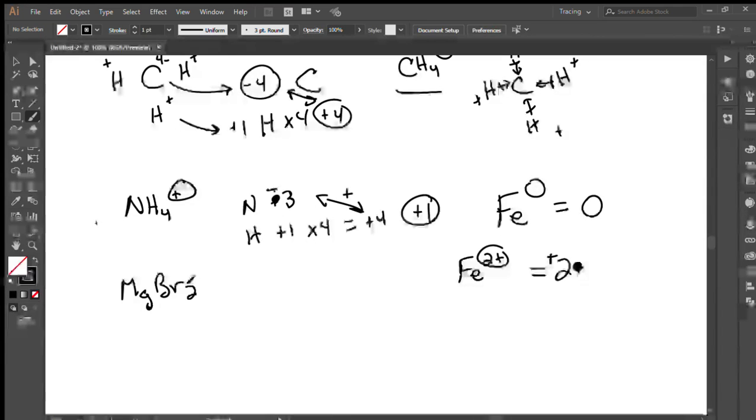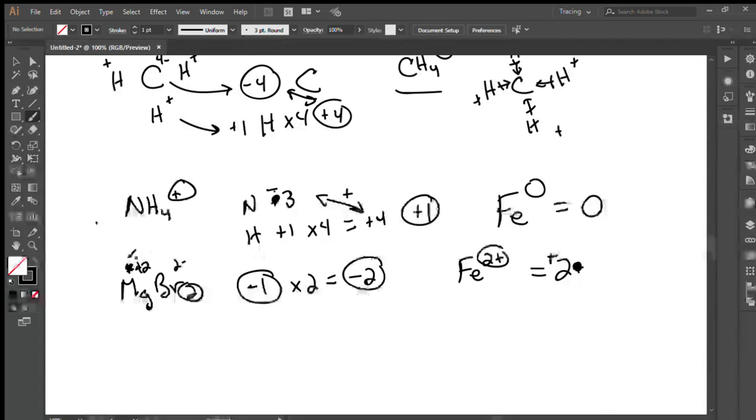MgBr2. Okay, so we know that the oxidation number in magnesium bromide is +2. So magnesium has an oxidation number of +2. What is the oxidation number of bromine? Well, it has to equal out, so to match that +2, this has to be -2, but there's 2 of them. So that means each bromine has to have an oxidation number of -1, because -1 times the 2 bromines equals -2. Add the -2 to our +2, and we get the charge of the atom, which is 0.